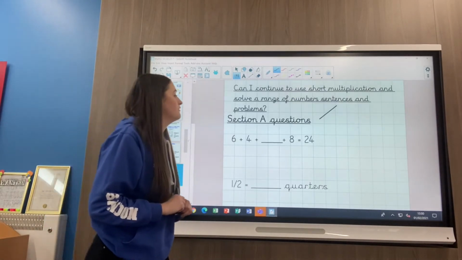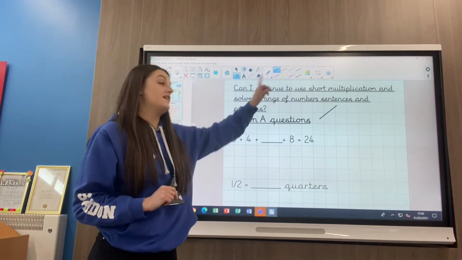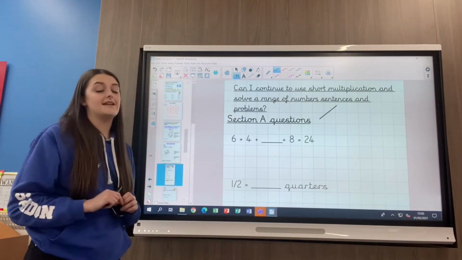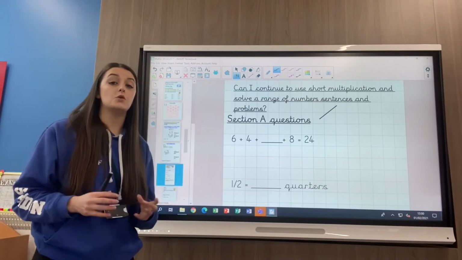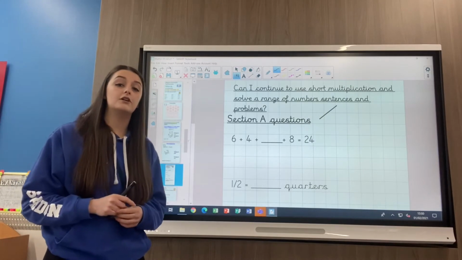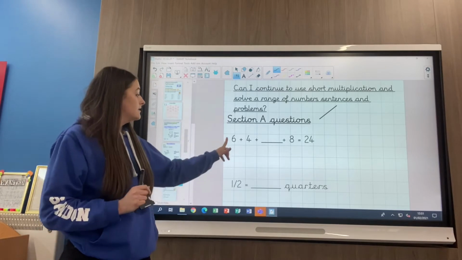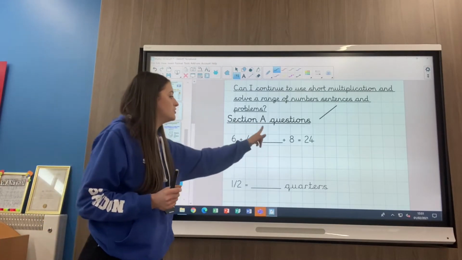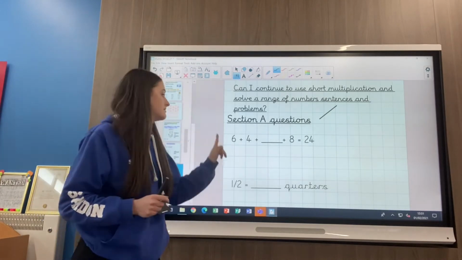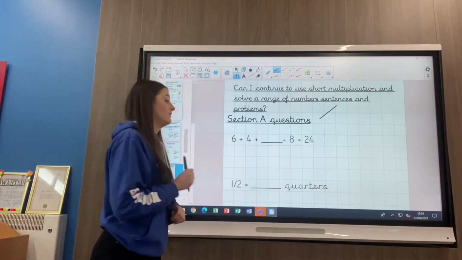Right, moving on then. You'll be using short multiplication then for that question, but most of our learning today is to solve a range of number sentences and problems, and they're going to include all 4 operations and maybe some fraction work too. So let's have a look at some of the questions that you've got in your startup challenge today. 6 add 4 add something add 8 equals 24. Got lots of parts to this calculation, so I'm going to break it down like we have been doing before.